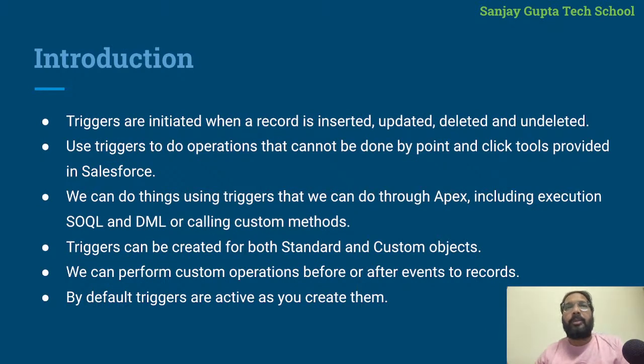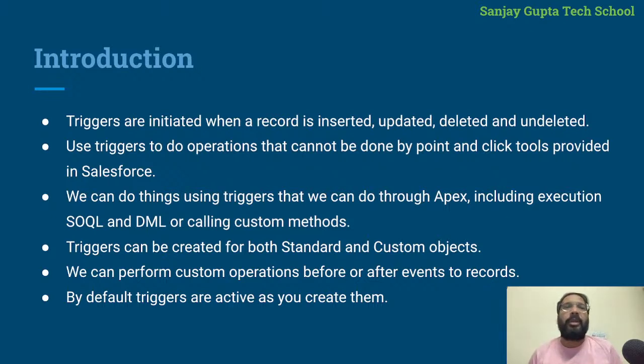So trigger means whenever you are creating, updating, deleting or undeleting any record, some process should trigger. Trigger means initiate, right? So whatever code you will be writing in the trigger will be Apex code only, right? Including SOQL and DML or calling some methods. SOQL, DML, methods, classes, we have already done all of those. So the base is already built. We just need to use that base so that we can understand how a trigger basically works.